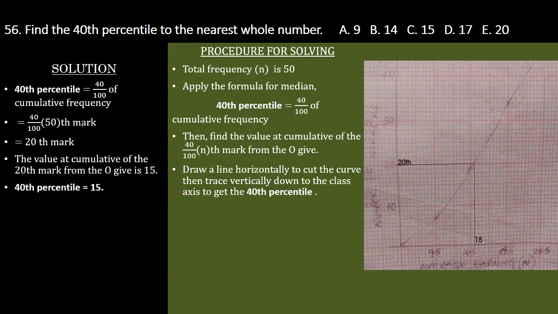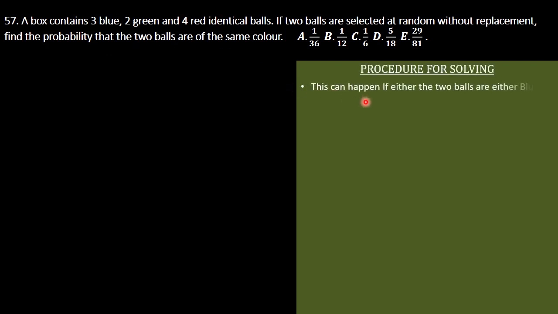Question 57. A box contains 3 blue, 2 green, and 4 red identical balls. If 2 balls are selected at random without replacement, find the probability that the 2 balls are of the same color. Procedure for solving this. This can happen if the 2 balls are either blue or green or red, that is blue, blue, or green, green, or red, red.